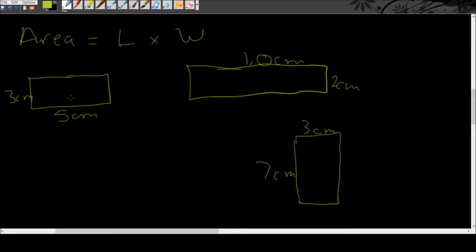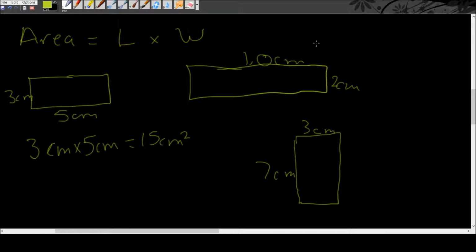Okay, so calculating the area of this one, basically the length times the width. So we've got 3 centimeters times 5 centimeters, which equals 15 centimeters squared. Now let's go on to this one.